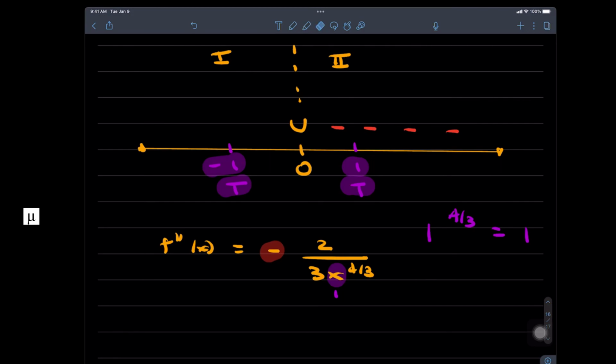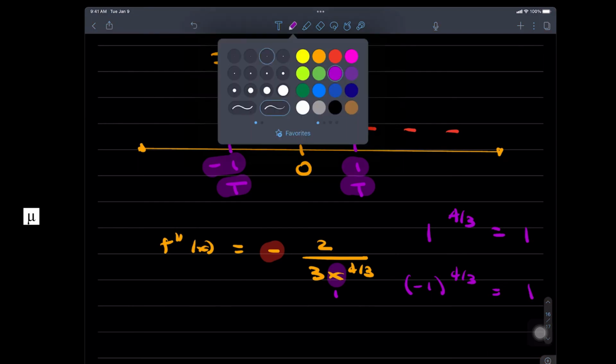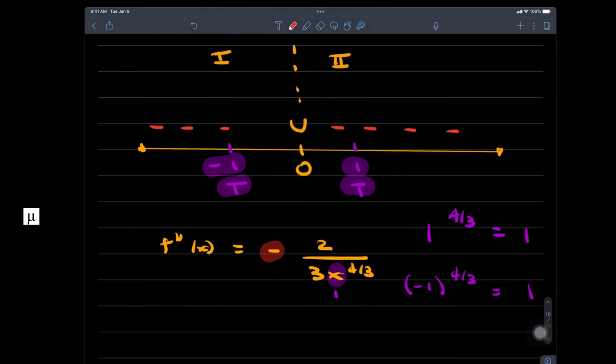Negative 1 to the 4/3. What's that going to be? Is that positive 1? Think so. So similarly, what happens? You have what? Concave down. Concave down.